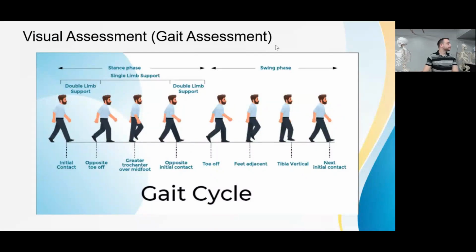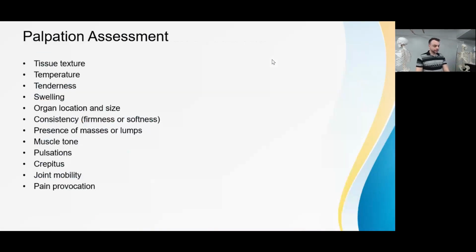Palpation assessment. Palpation, of course, as we know, is the assessment of various parts of the body through touch. So what exactly can we identify and assess through palpation? Well, we can identify the tissue texture. So in regards to what tissues feel like, right?